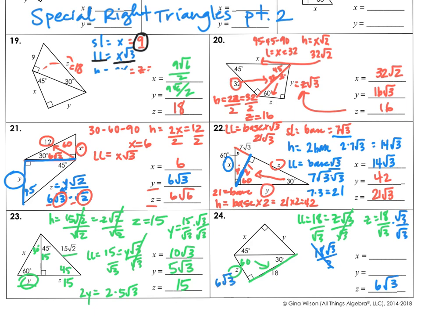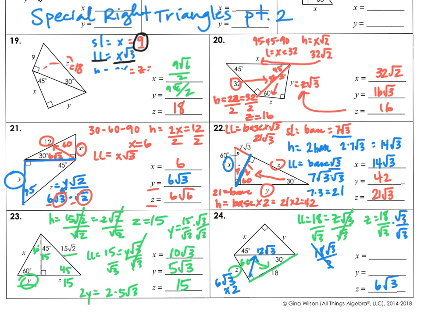Now that's your short side of your 30, 60, 90. Once you have your short side, to find your hypotenuse, you're going to multiply your short side times 2. So that's going to give you 12 root 3, which does not help you find x or y, or does not give you x and y. So you have to find x and y.